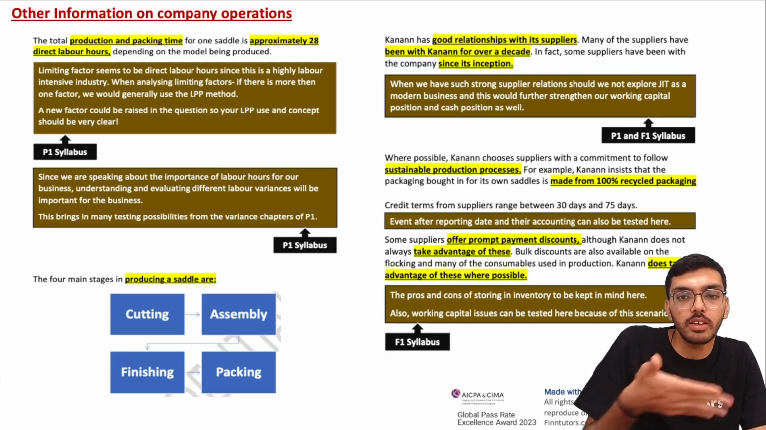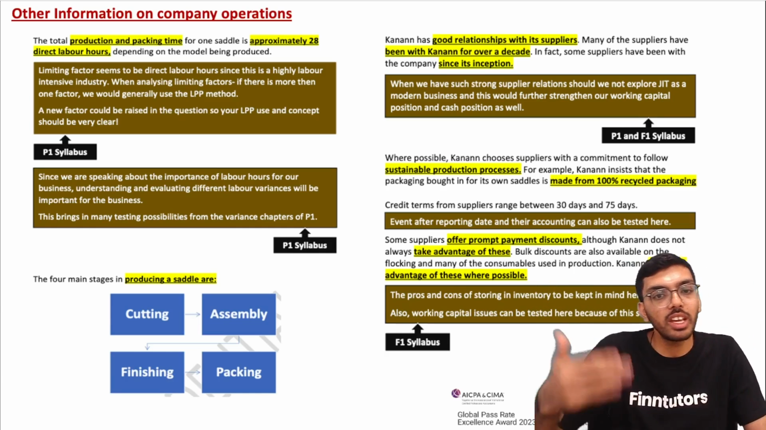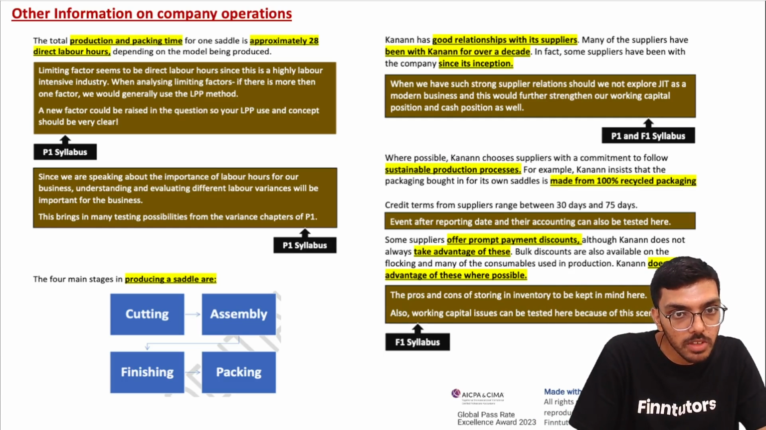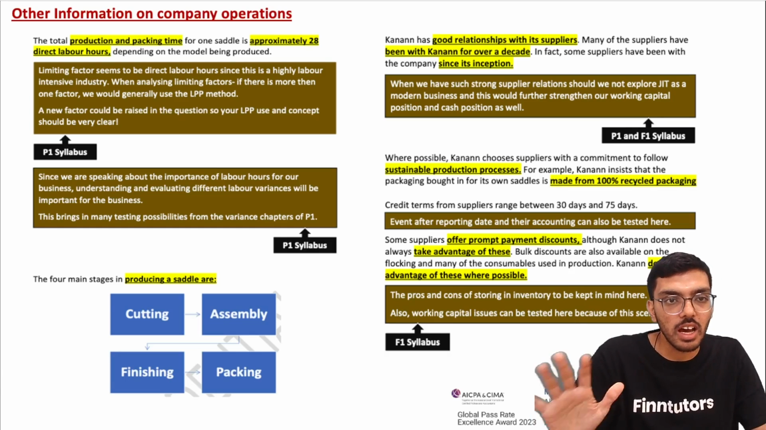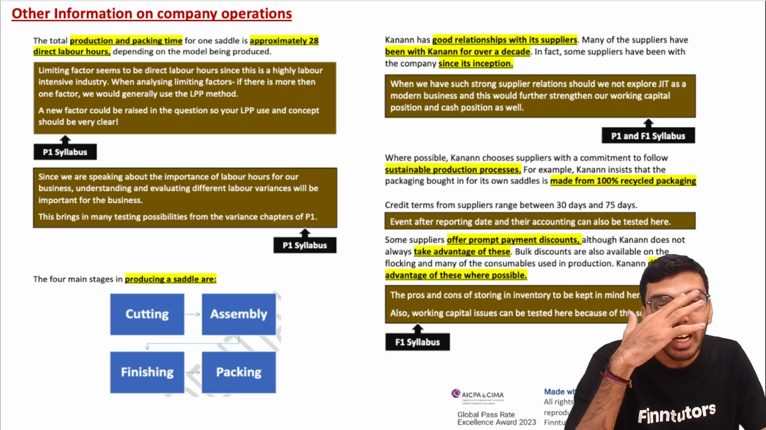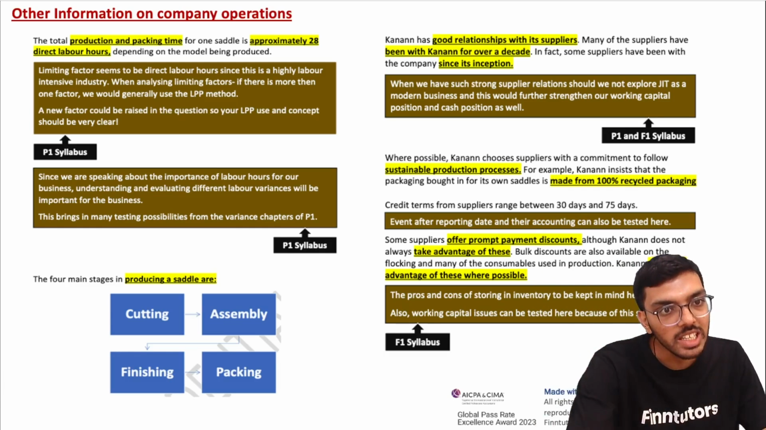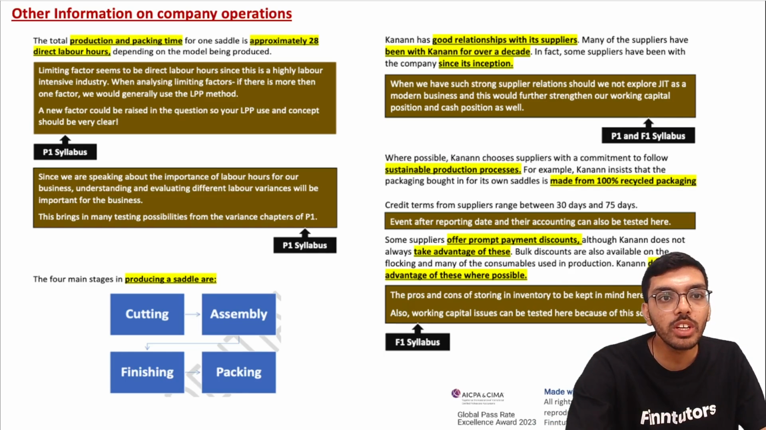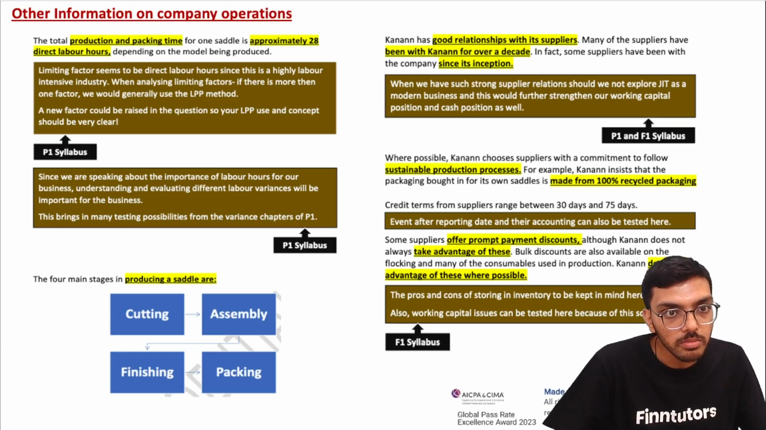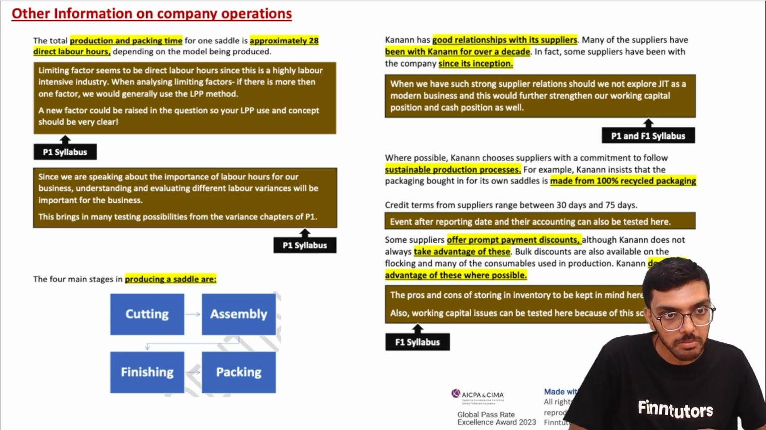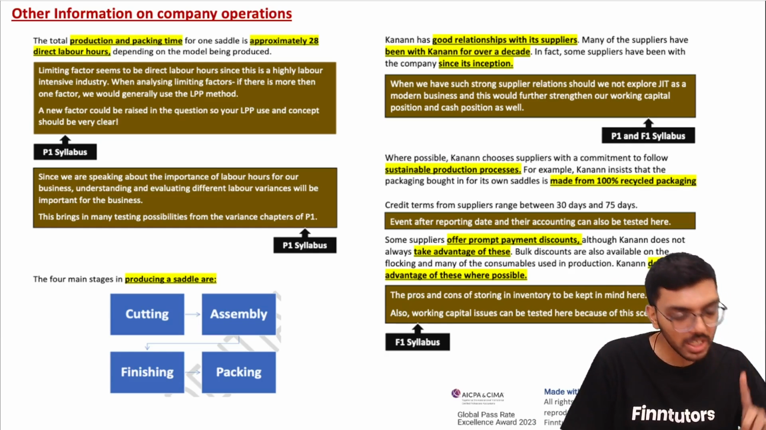So Kanann makes different models. Each model has different offerings, different quality types. And they're telling us that approximately 28 direct labor hours are needed. Now what I am understanding over here is 28 direct labor hours, which clearly means that if I want to increase my production, labor is going to be a limiting factor because unlimited labor is not available, right? So when analyzing limiting factors, labor is one limiting factor.